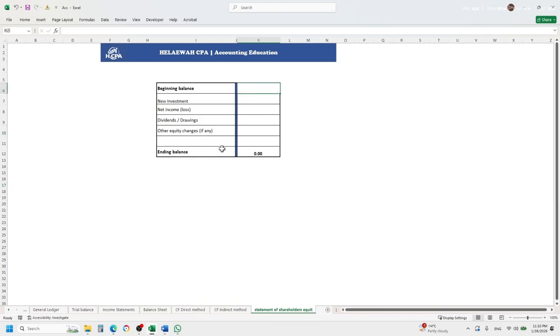Our beginning balance was 0 because we just started our business. A new investment was 24,000, net income 2,900. We don't have any dividends or drawings. We don't have any other changes in equity. That reaches the ending balance of shareholders' equity, 26,900.